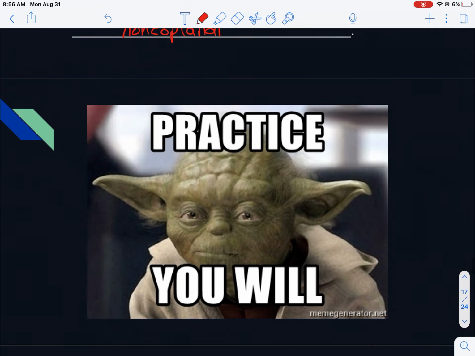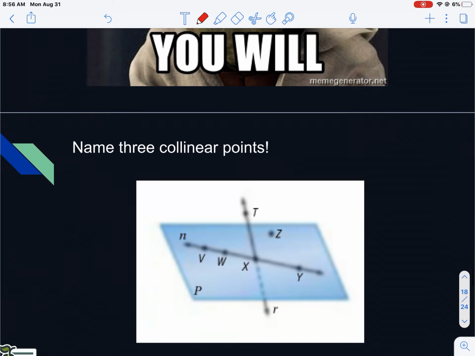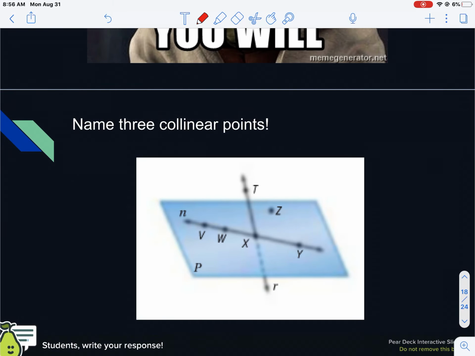So, Master Yoda, going to practice. So, I'm just going to make some questions here on the Edpuzzle. It'll stop and we'll just see how you do there. So, name 3 collinear points.